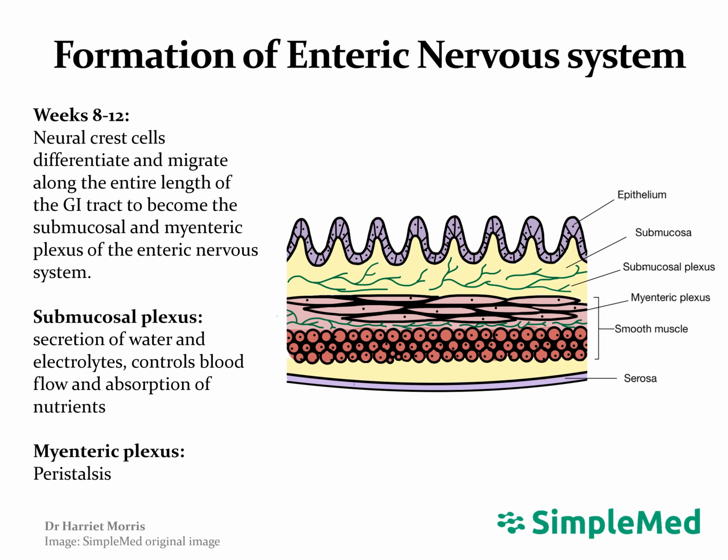The submucosal plexus is mainly responsible for controlling blood flow and absorption of nutrients from the gut lumen, whereas the main function of the myenteric plexus is the movement of the gastrointestinal tract. This movement is known as peristalsis.